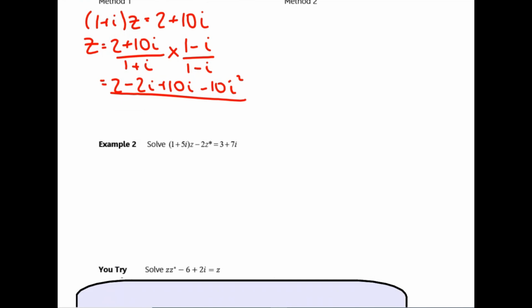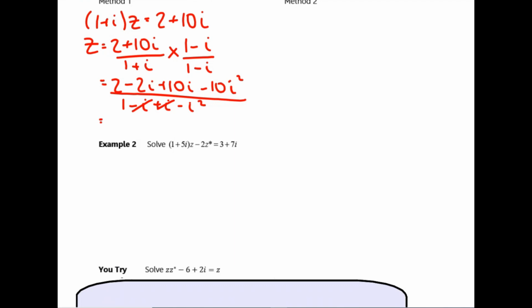I can't leave my answer like this. I do need the i's to be all on the top. So I'm going to times through by the conjugate of the denominator, so 1 minus i. Expanding at the top gives you 2 minus 2i plus 10i minus 10i squared. And expanding at the bottom gives you 1 minus i plus i minus i squared. On the bottom, your i's should cancel out. Remember, i squared is minus 1.